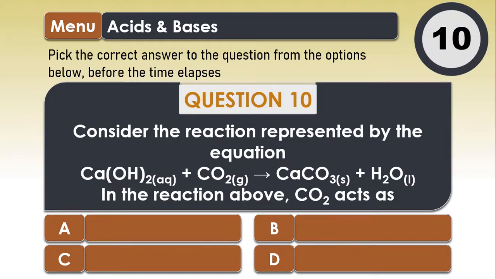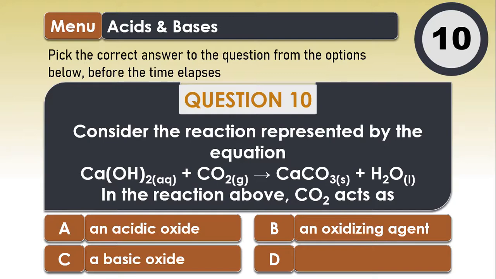Consider the reaction represented by the equation as shown on the screen. In the reaction above, carbon 4 oxide acts as A. An acidic oxide, B. An oxidizing agent, C. A basic oxide, and D. A dehydrating agent.